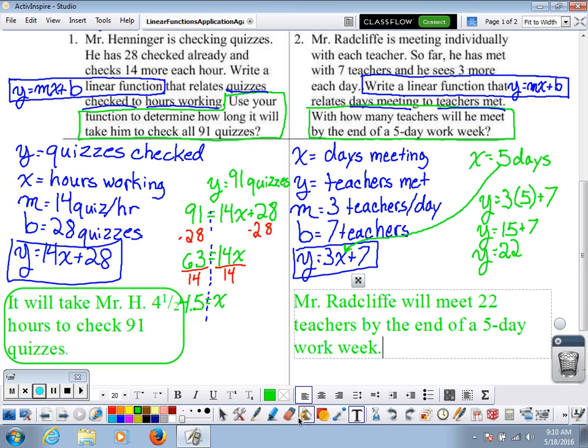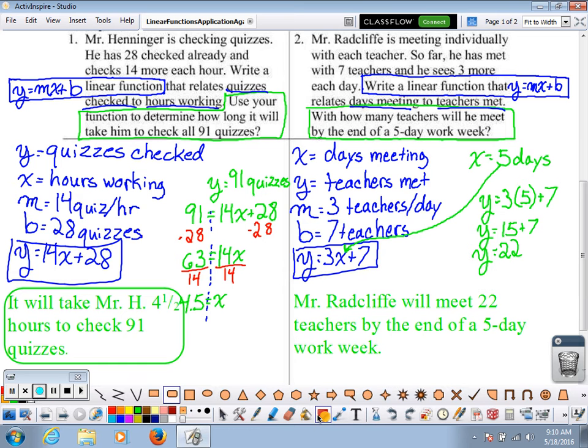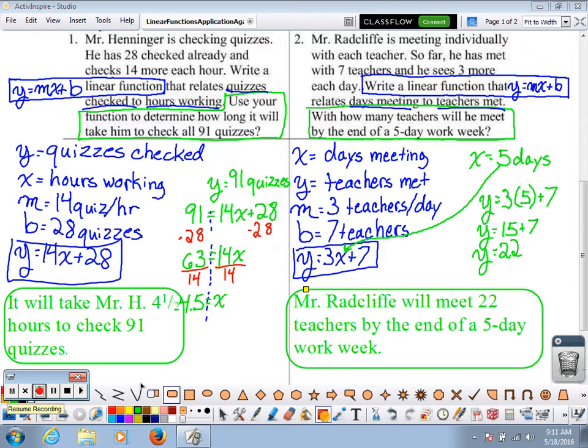Okay, now stop and ask, does that seem reasonable? Okay, he's meeting 3 every day for 5 days. Does it seem reasonable? Yeah. Okay, it's very reasonable. Okay, take him about a week to see 22 teachers. Sure. All right. Okay, no questions.